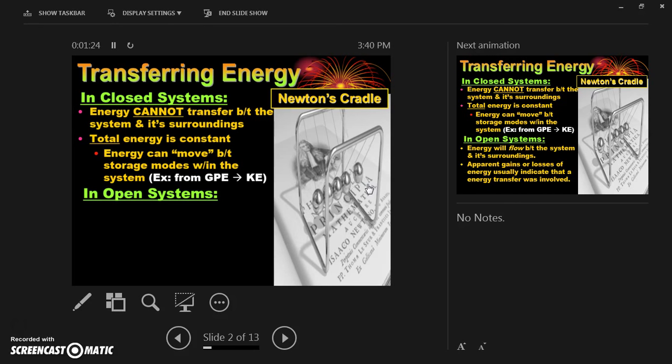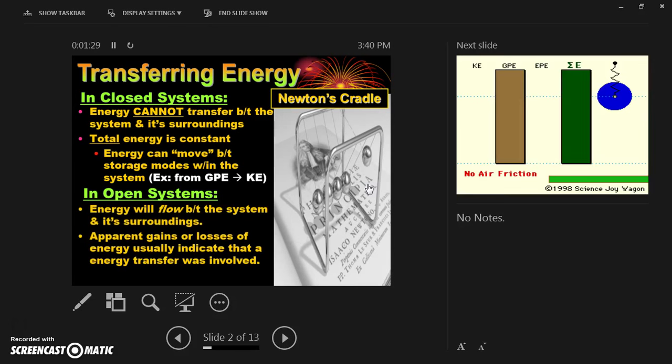In an open system, energy is able to flow between the system and its surroundings. And although open systems may seem like energy has been gained or lost, it's typically due to some type of energy transfer that came in or out. So we'll discuss in the next box the different transfer mechanisms by which energy can enter or exit the system.